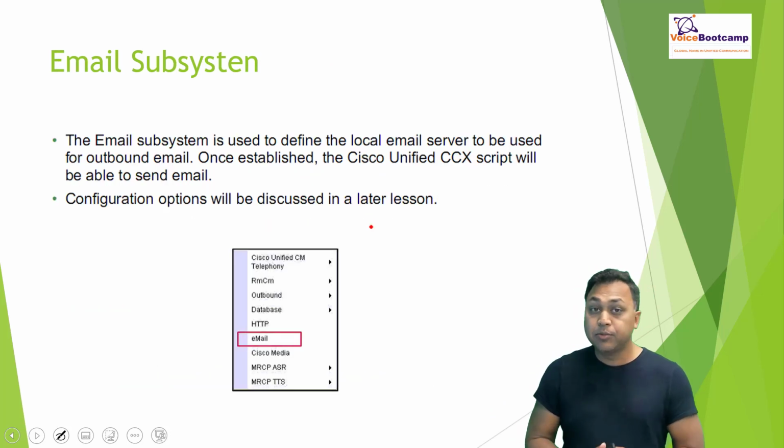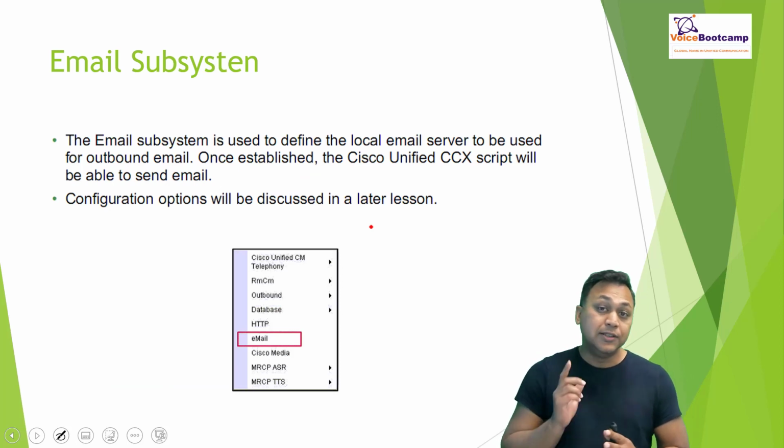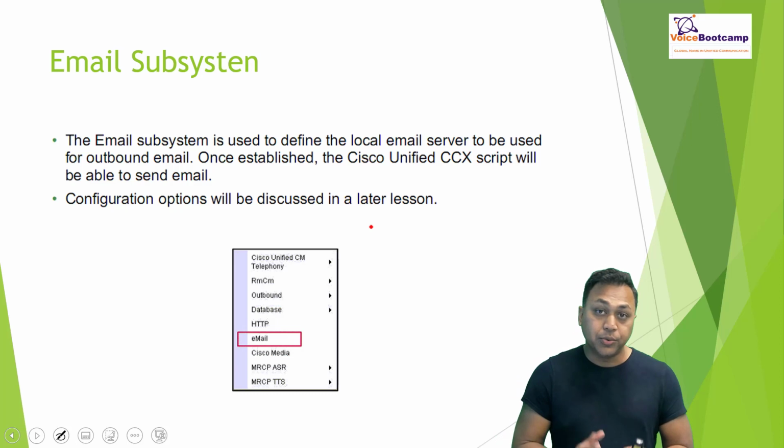Email subsystem is used to define the local email server. UCCX can only send email, it cannot receive email directly. However, you can configure Cisco Finesse to communicate with email to receive email if you need to.